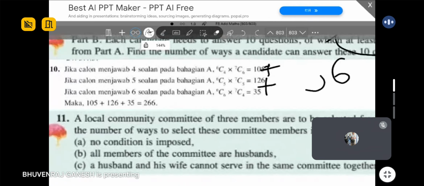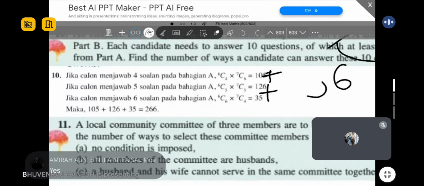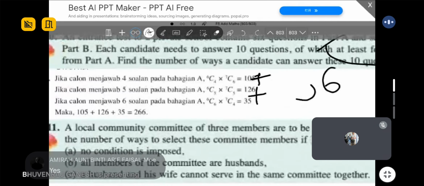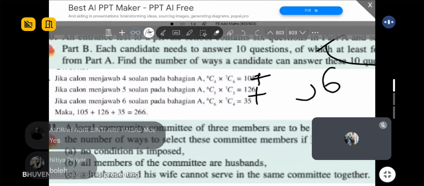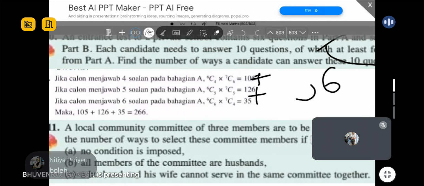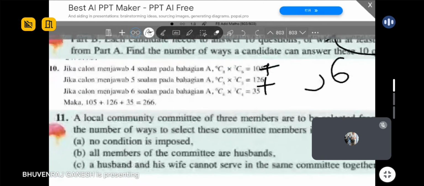Boleh teruskan? Minda semua masih sehat? Okay, harap minda kamu semua masih sehat. Masih boleh. Okay, very good. As long you are still mentally strong, then we continue.